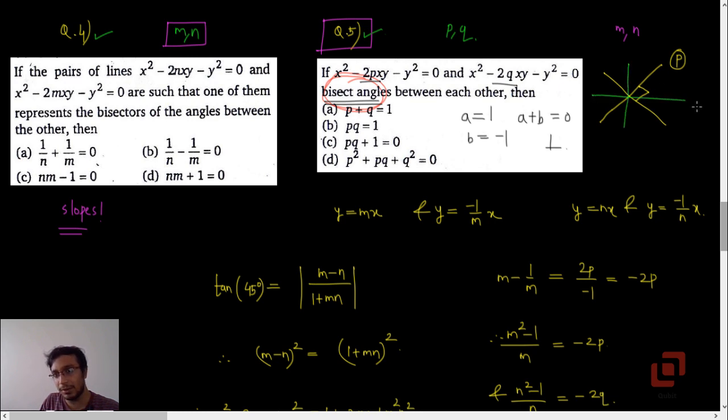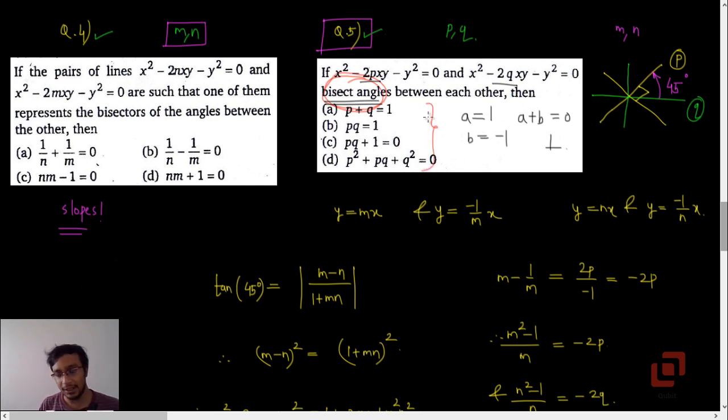And they will also be perpendicular to each other. See, this is suggesting that if you take any line from the q equation and any line from the p equation, then the angle between them will be 45. Okay, because the total is 360 degrees, and therefore 360 divided by 8 is 45. And then, given such a situation, you need to determine the relation between p and q.